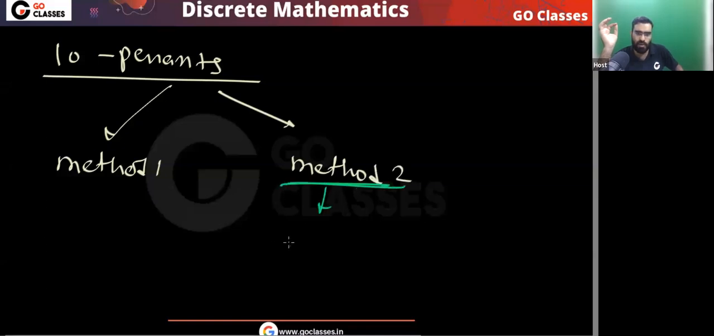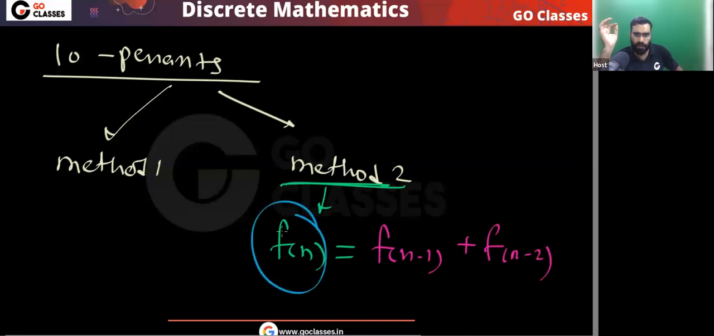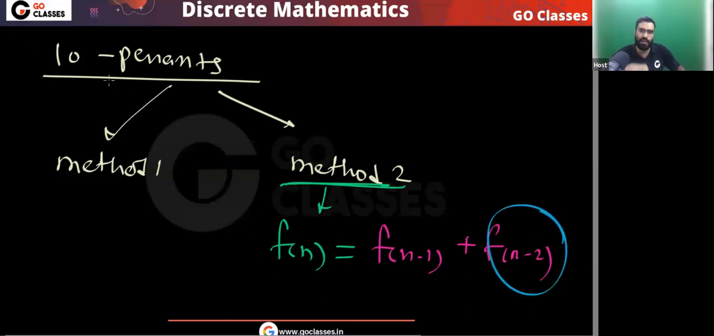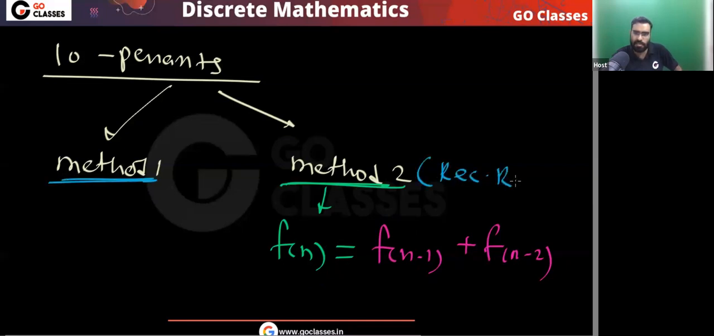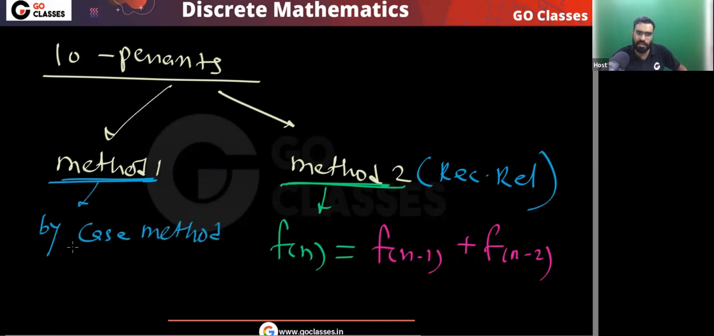In this method number 2, we are creating the recurrence relation that the number of n pennants is equal to the number of n minus 1 pennants plus the number of n minus 2 pennants. Because if you start with 1, then you can count the number of n minus 1 pennants. If you start with 2, then you can count the number of n minus 2 pennants. This is the recurrence relation method. And method number 1 is your by-case method. In this, you are creating cases, meaning how many 2s you are taking. You can take 0 twos, 1 two, 2 twos, 3 twos, and so on.